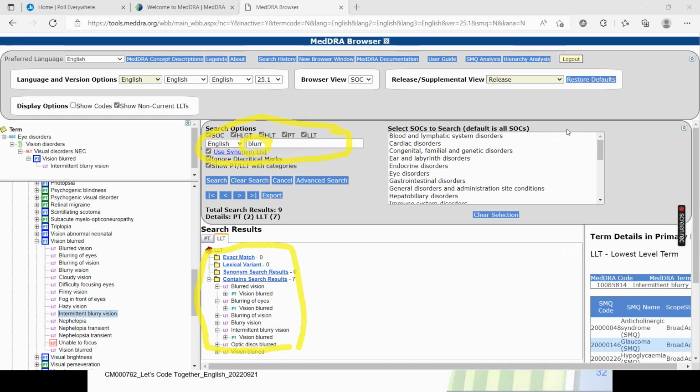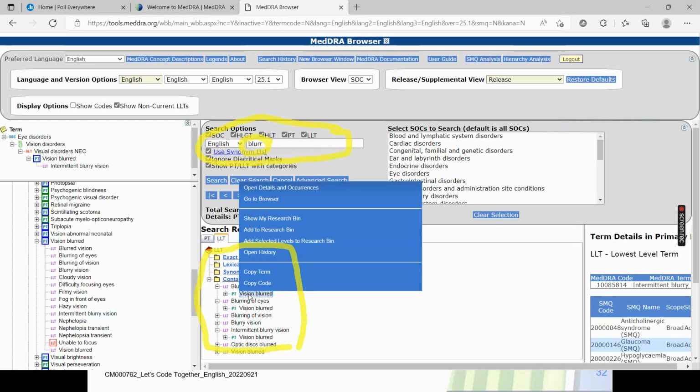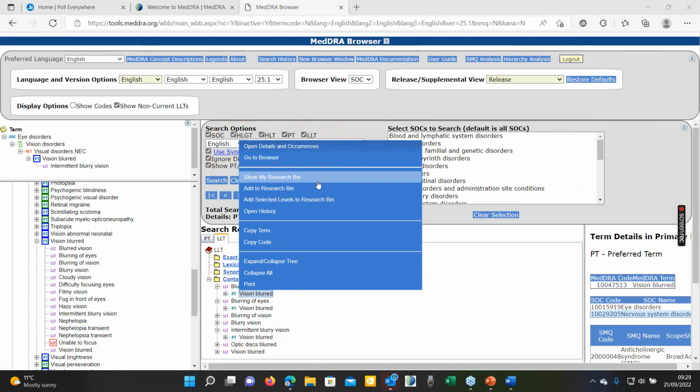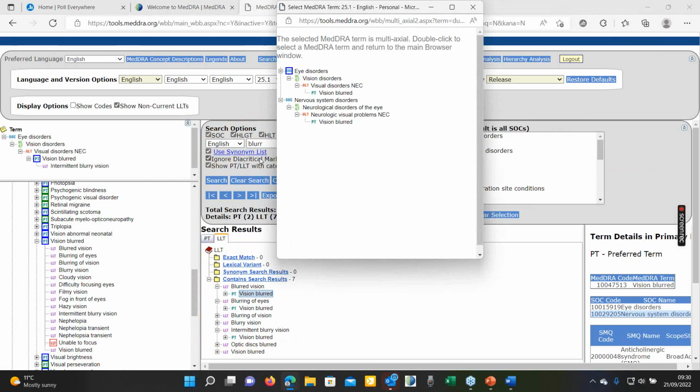And then I will go back to my mouse. If I found one that I'm interested in, I could see by clicking, bottom up, that all of these LLTs I opened were under the same PT of vision blurred. So I could put my mouse on the PT name, do a right-hand click, and select go to browser. That will then take me, it's multi-axial. The PT vision blurred is in 2 SOCs.